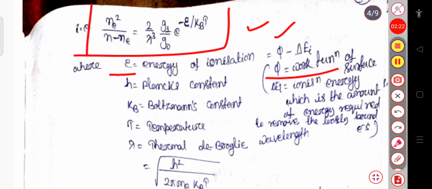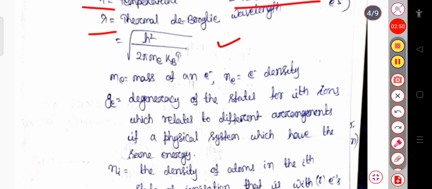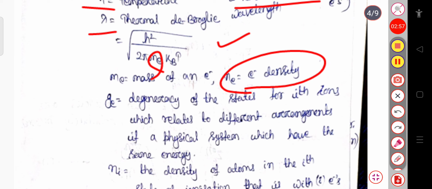This phi represents the work function of the surface. Work function means the minimum energy required to remove an electron from its surface, and delta Ei is the ionization energy, which is the amount of energy required to remove the loosely bound electrons, and h is the Planck's constant, kB is the Boltzmann constant, T is the temperature and lambda is the thermal de Broglie wavelength, and that is equal to root over h square divided by 2 pi m kT. This me is the mass of the electron and Ne represents the electron density.